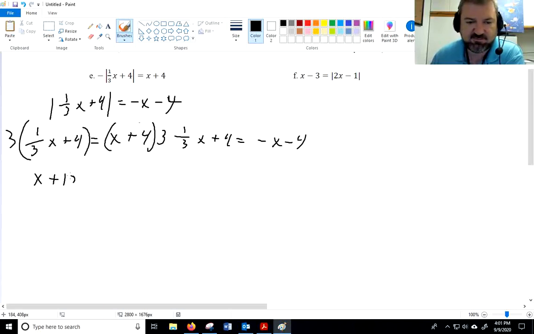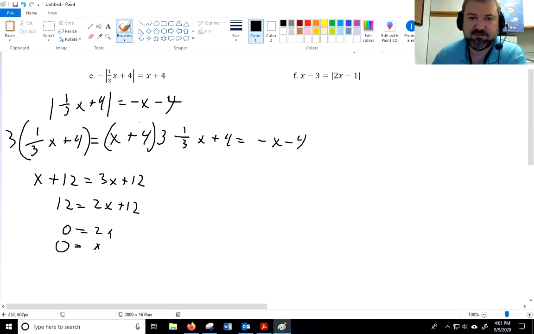giving me x plus 12 is equal to 3x plus 12. So I'll subtract the x's over. I get 12 is equal to 2x plus 12. Subtract the 12, and you get 0 is equal to 2x, so x equals 0. And that's not true. When you plug in a 0 for x, you get 0 plus 4 is 4, and then the absolute value of 4 is 4. Negative 4 is negative 4. It's not going to equal 0 plus 4, so that's not going to work. That's a big no.